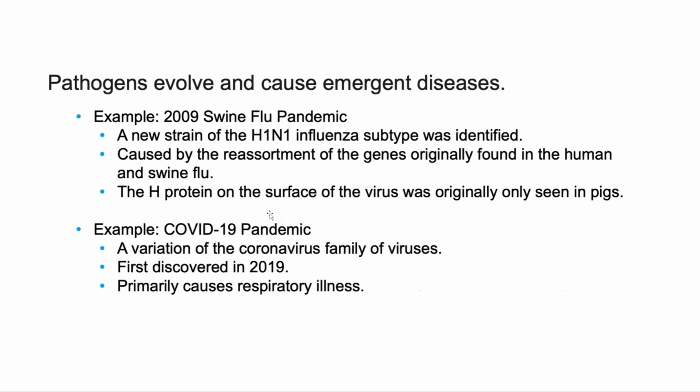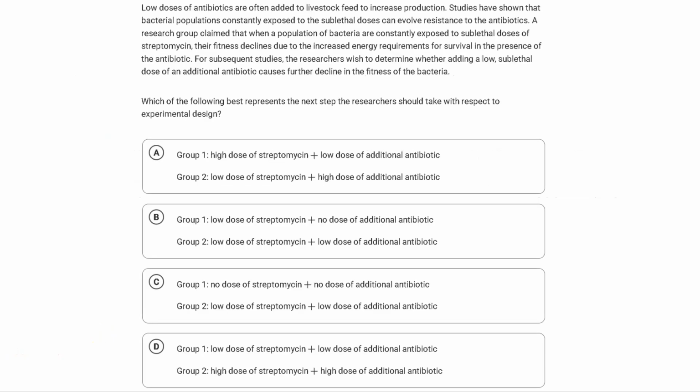Some great examples are these pandemics that we've had. The swine flu, which, I don't even know if y'all were alive then. Were y'all alive then? I guess you were. Juniors and seniors. But a new strain of H1N1, caused by reassortment of the genes. So these genes transpose, and different properties came to be. The H protein was originally only seen in pigs, the one that attacked humans. COVID-19, of course, there have been 15 different variants. Even more than that. All right, so let's go through these questions.